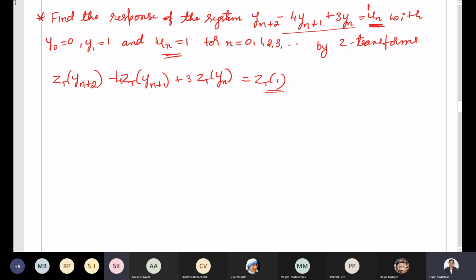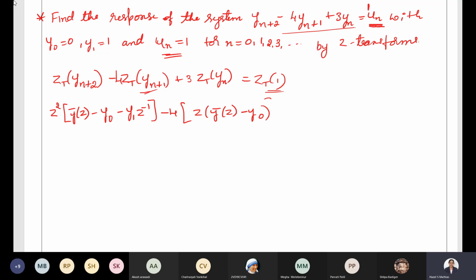Yeah, let's continue. So what do we get over here? Z transform of y(n+2) is z square into y bar of z minus y(0) minus y(1) into z power minus 1, minus 4 times z into y bar of z minus y(0), plus 3 times y bar of z, since Z transform of y(n) is y bar of z, that is equal to Z transform of 1. What is Z transform of 1?